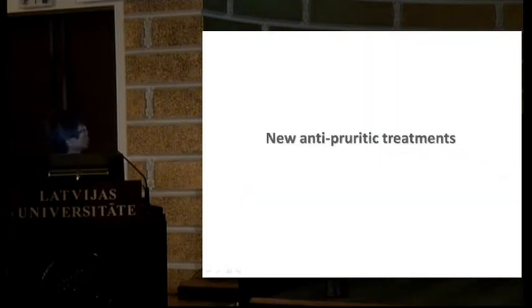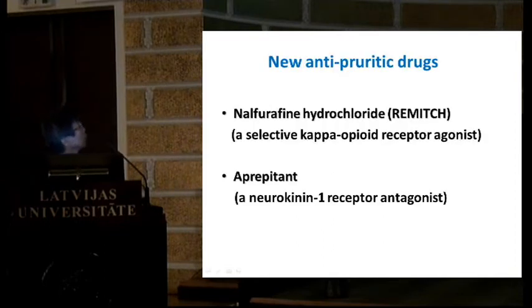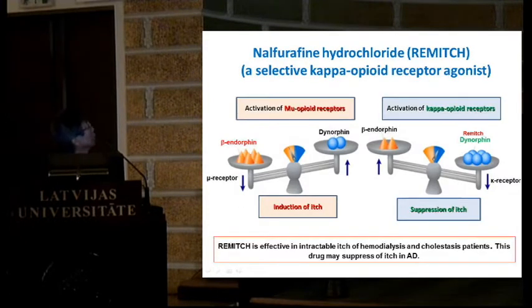From now, I would like to talk about new anti-pruritic treatments. One new anti-pruritic drug is nalfurafine hydrochloride, named Remitch, a selective kappa opioid receptor agonist, and another is aprepitant, a neurokinin 1 receptor antagonist.